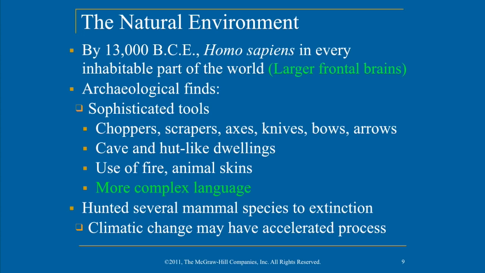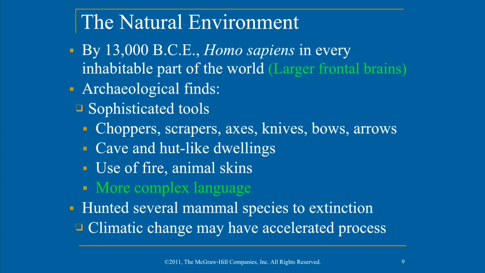Now, the natural environment. By 13,000 BCE, Homo sapiens are in every inhabitable part of the world. They have larger frontal brains, they're able to communicate more, they're able to develop ways to protect themselves from the cold, especially in the northern regions. If you think about how the United States is set up, the coldest areas are not in the south, the coldest areas are in the north, closest to Canada, right? And that's where many of these groups were going.